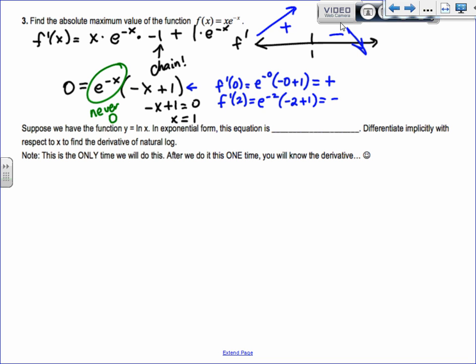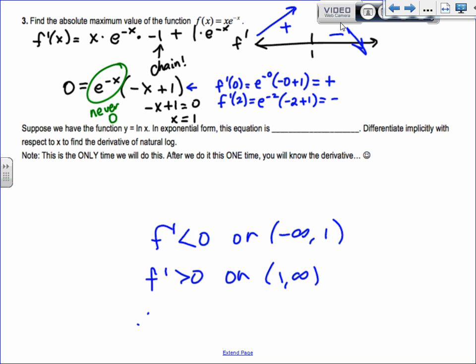Does this make sense? So on the AP test, we'll do a ton of these later, so you don't need to write it now, but you'd say f prime is less than 0 on negative infinity to 1, f prime is greater than 0 on 1 to infinity, therefore f has a max at x equals 1. So you would write all that out. You don't need to do that now.